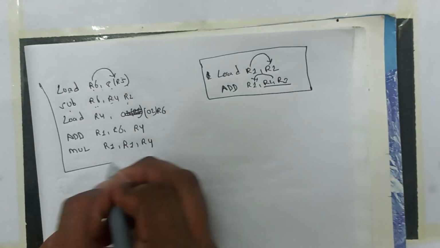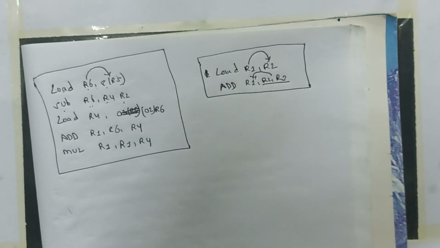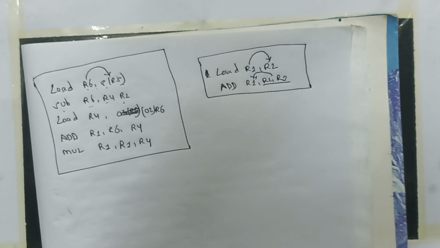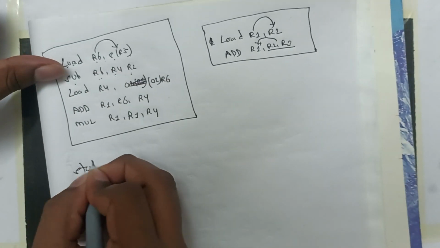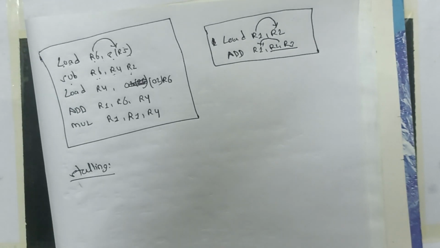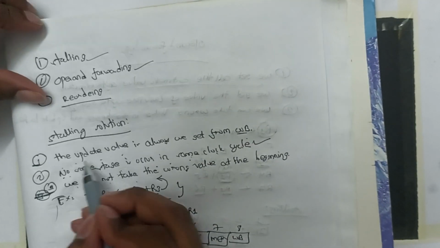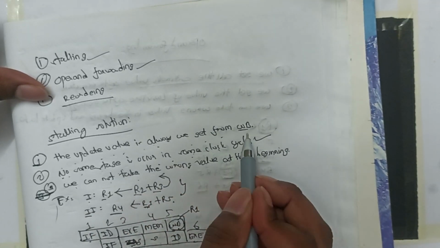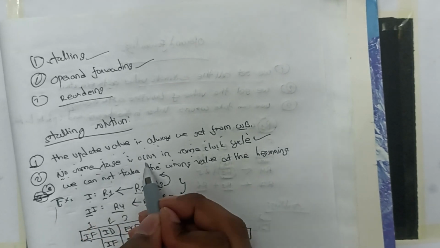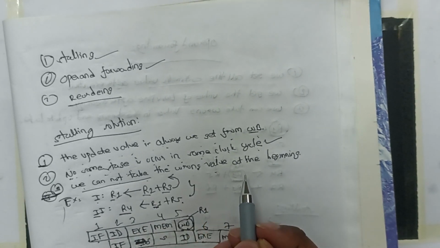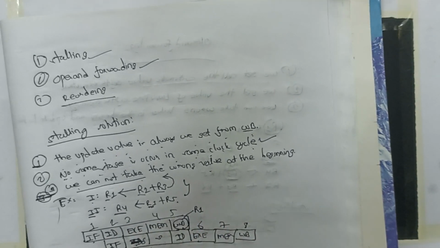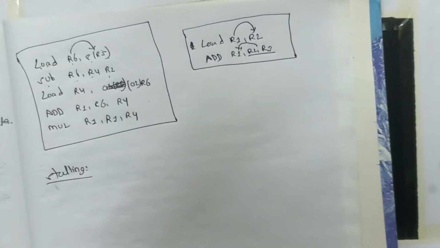Let's solve this question using stalling and the operand forwarding. This is also an important question from the exam point of view. Let's solve with stalling first. Before doing the stalling, remember 3 points. The updated value we always get from the write back. No same stage occurs in the same clock cycle. And third, we cannot take the wrong value at the beginning. Remember these 3 points and solve the questions.